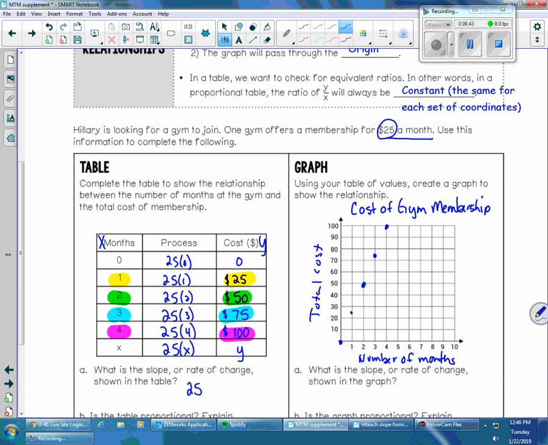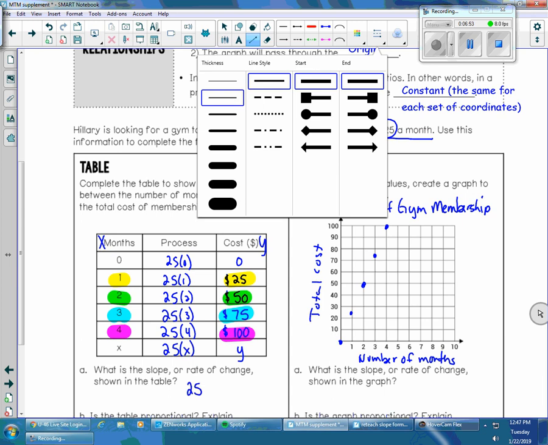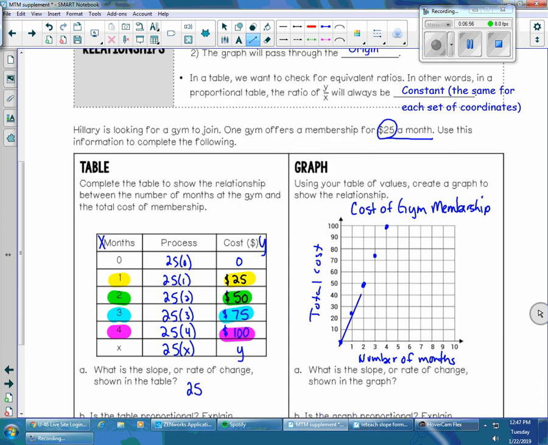Now you should use a straight edge when you're connecting these. I don't have a straight edge, but I do have a tool that allows me to draw straight lines. So I'm going to go ahead and get a blue line, and I don't want it super fat because I want to be able to see my points behind it. So I can draw a straight line through all of my data points.